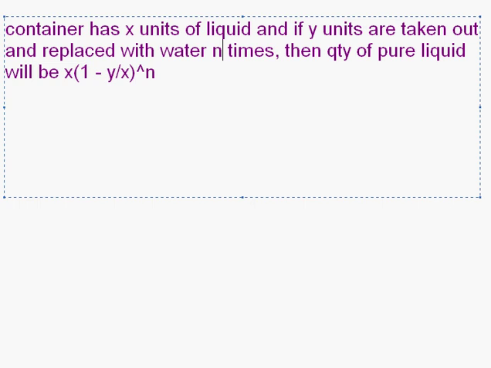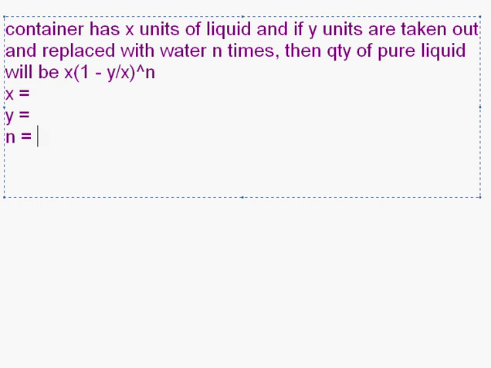So the basic way to remember this formula is, whenever you have a question which says there is a container which has x units of liquid, and if y units are taken out and replaced with water n number of times, then the quantity of pure liquid will be given by x times 1 minus y upon x raised to power n. Alright, so in this question, what is x? What is y? What is n?